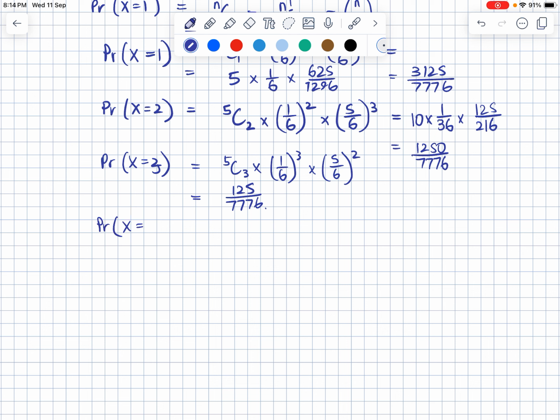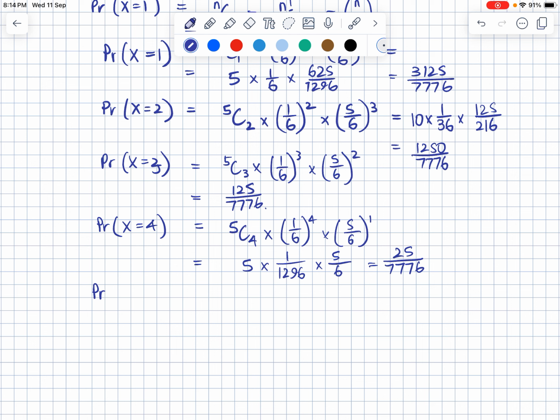Probability of getting 4 sixes. From the 5 rolls, we need to choose 4 of them to be 6s, times 1/6 to the power of 4, times 5/6 to the power of 1, which is 5 times 1 over 1,296 times 5 over 6, which is 25 over 7,776. And then the last one, probability X equals 5.